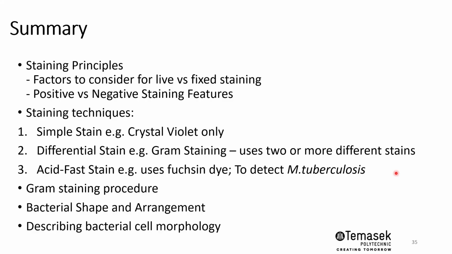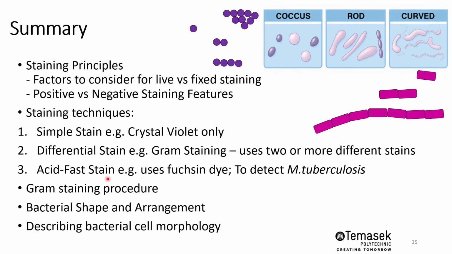Another differential stain is the acid-fast stain. This uses the fuchsin dye to detect Mycobacterium tuberculosis, which causes tuberculosis in humans, a lung infection. We also went through the gram staining procedure. The gram staining procedure involves the different reagents that we talked about just now, and more details are in your practicals.